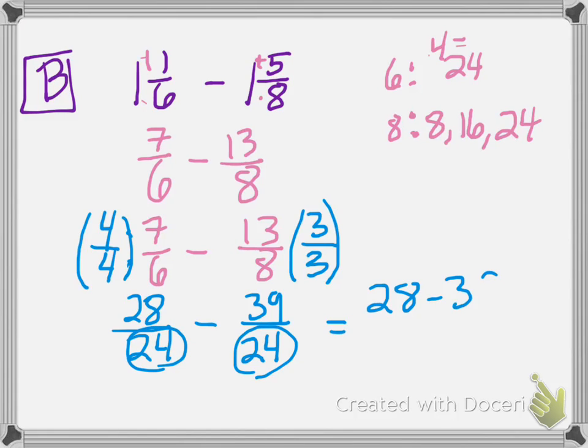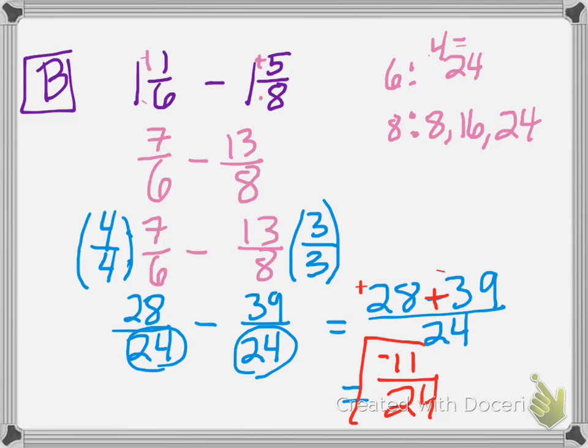28 minus 39 over 24. See how I didn't change the order? I will have a negative fraction here. 28 minus 39, that's the same thing. Remember, we can rewrite this as plus a negative. So I have a positive 28 with a negative 39. Signs are different. Find the difference. So 39 minus 28 is 11. And this 39 has a bigger absolute value. So it's a negative 11/24. And that is my answer. 11 is a prime number. There's nothing I can simplify.